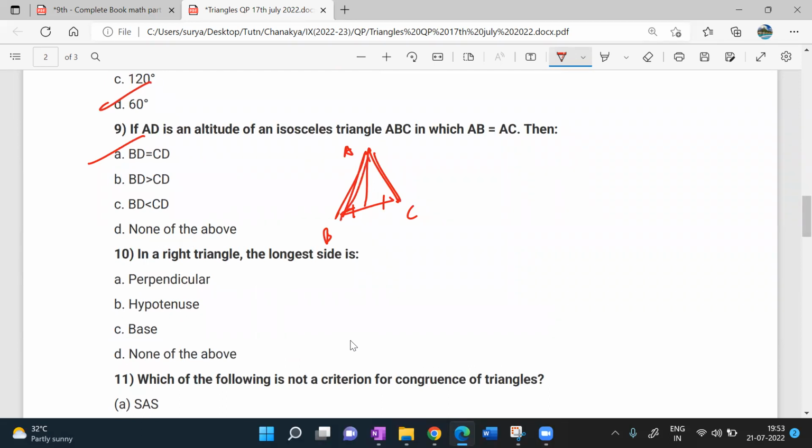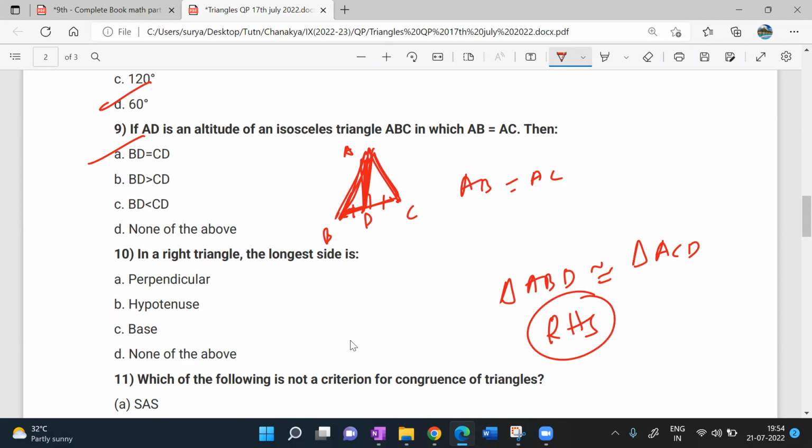Because if you divide, this is one triangle, this is another triangle. Here triangle ABD is congruent to triangle ACD. Correct? Angle ADB is 90 degrees and angle ADC is also 90 degrees. AB and AC are both equal here, and AD is the common side for both. Now can I say triangle ABD is congruent to triangle ACD? By what? Not SAS, by RHS, right angle RHS congruency. So BD is equal to CD by using RHS.